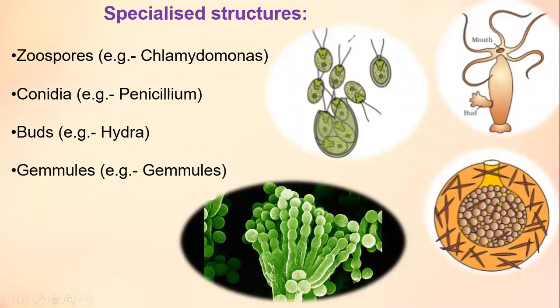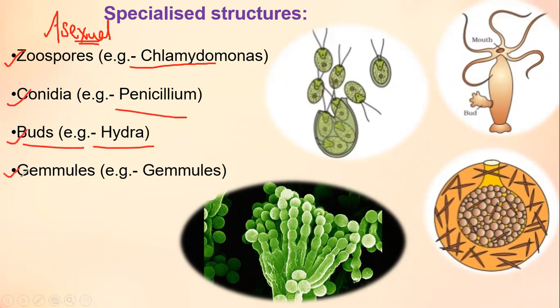These are the specialized asexual reproductive structures. First one is zoospore, that is in Chlamydomonas, then conidia in Penicillium, then buds in Hydra, then gemmules in sponges. Gemmules, the example is what? Sponges. Some mistake has happened in the slide. The example is sponges. So this is a gemmule, and the gemmule is observed in sponges.